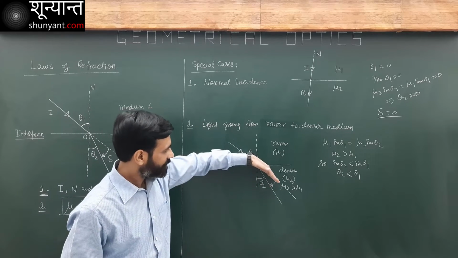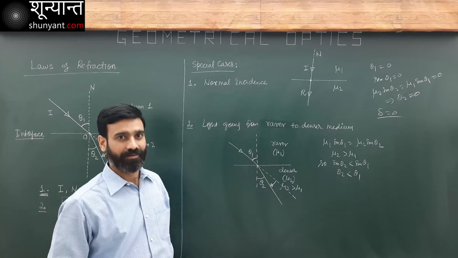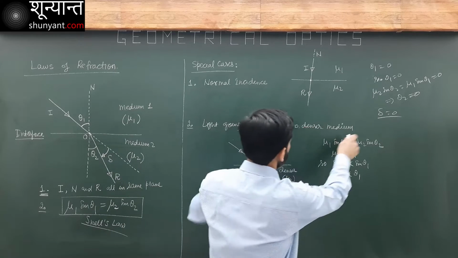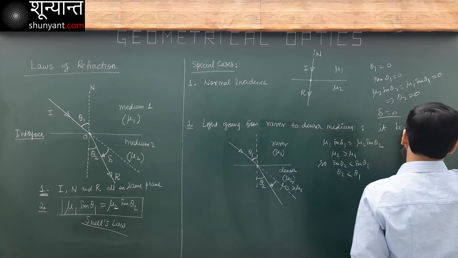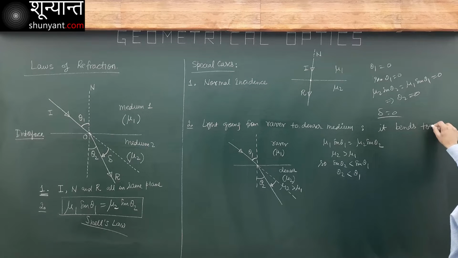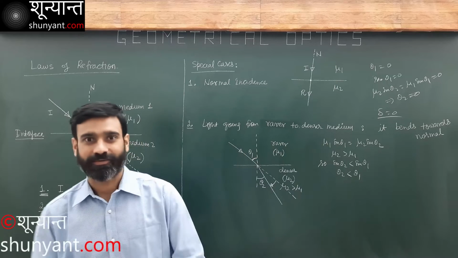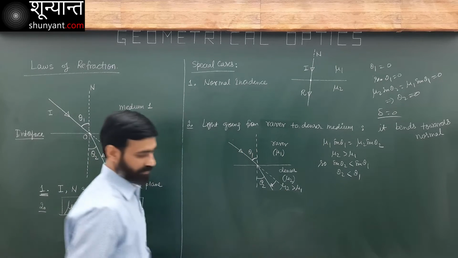Light bends, light deviates, light is bending towards the normal. Okay, so when light goes from rarer to denser medium, what is the result? It bends towards normal. In this special case, we have to remember it. You should memorize it. It is very helpful if you remember it.